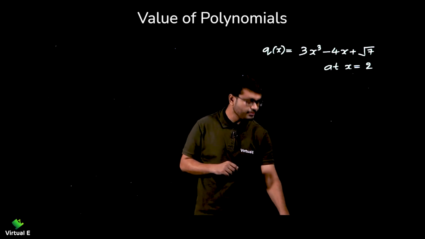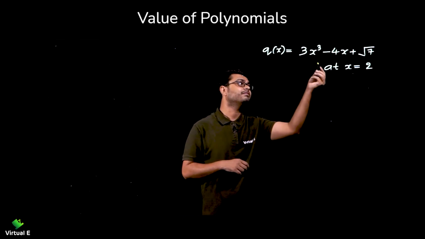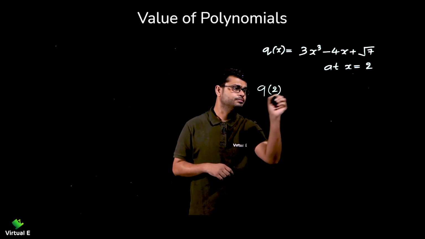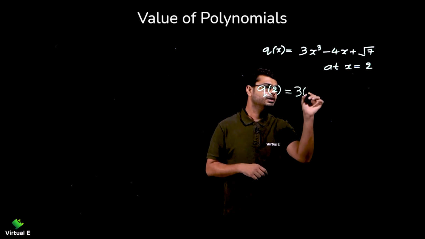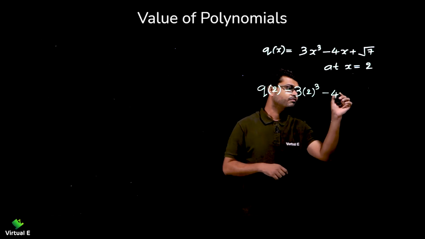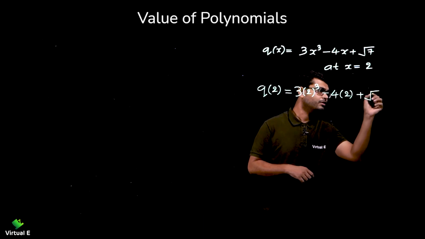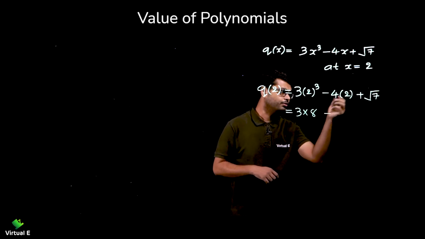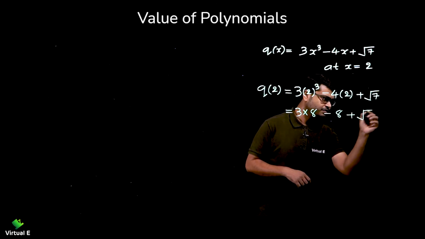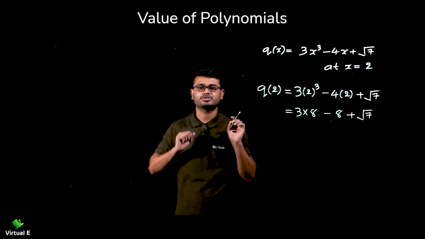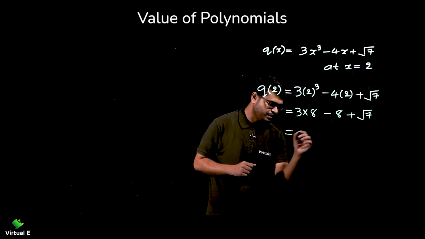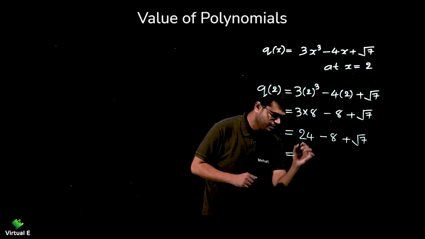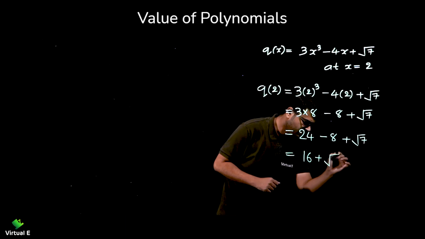So let's start here. x is equal to 2. So instead of x everywhere, I will be writing 2. So here let's start with this part only, that q(2) is equal to 3 into 2 cube minus 4 into 2 plus square root of 7. So 2 cube, that's 8, easy. Then 4 2s are 8 here, plus square root of 7 as it is, because there is no variable attached to it, right? So 8 3s are 24 minus 8 plus square root of 7. Here it is 16 plus square root of 7.